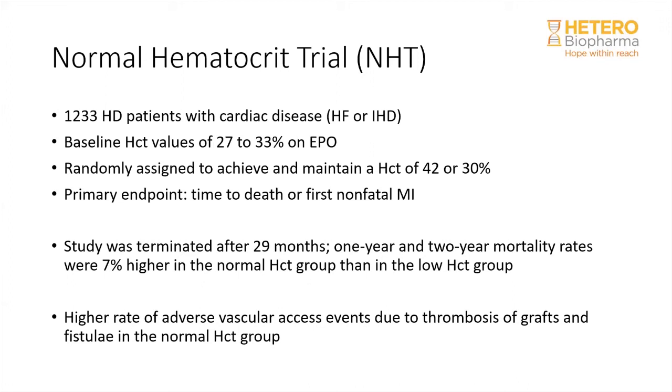The study was terminated early because the first year and second year mortality rates were higher in the normal hematocrit group. The normal hematocrit is nothing but the 13, that is the 42 group. So if you have a higher hematocrit, you were more likely to have mortality. That's the reason the study was terminated, and they said you can't maintain a hemoglobin of more than 13 gram per deciliter in patients on dialysis. They also noticed an increased incidence of thrombosis of the grafts and fistula in the normal hematocrit group.